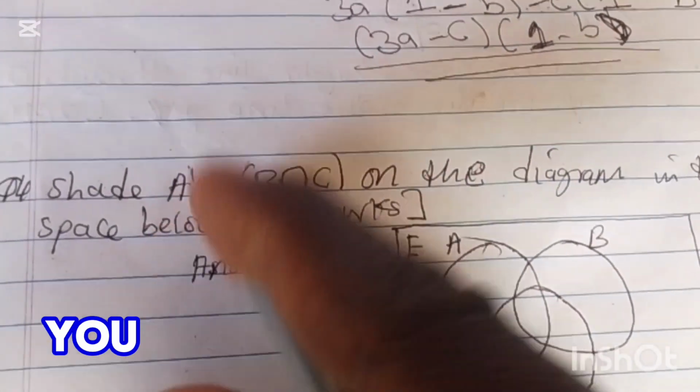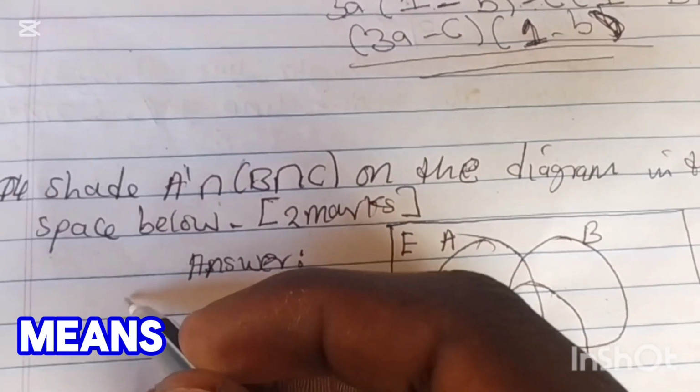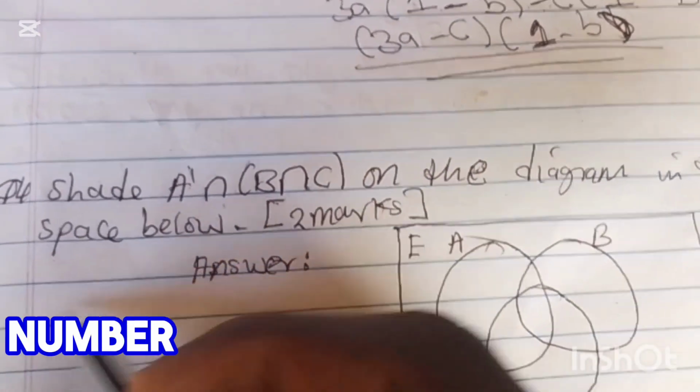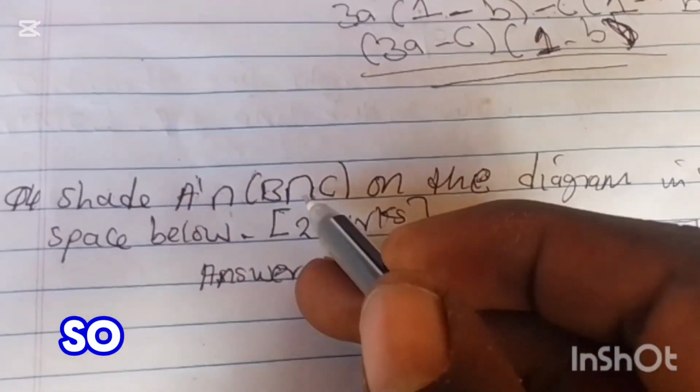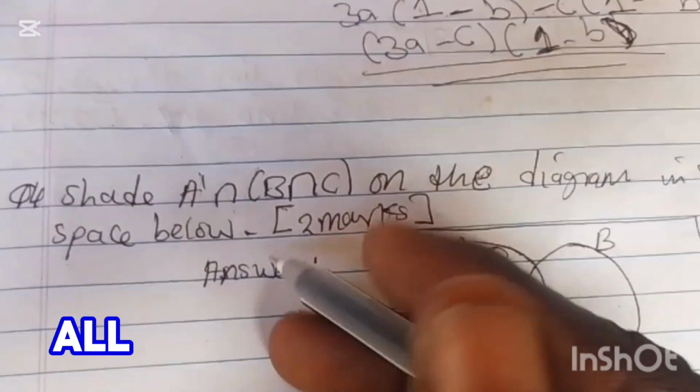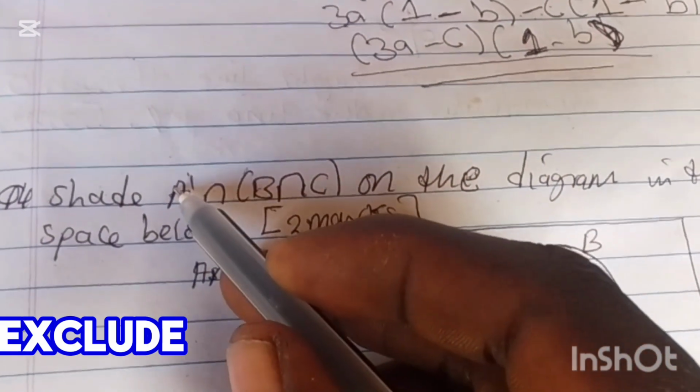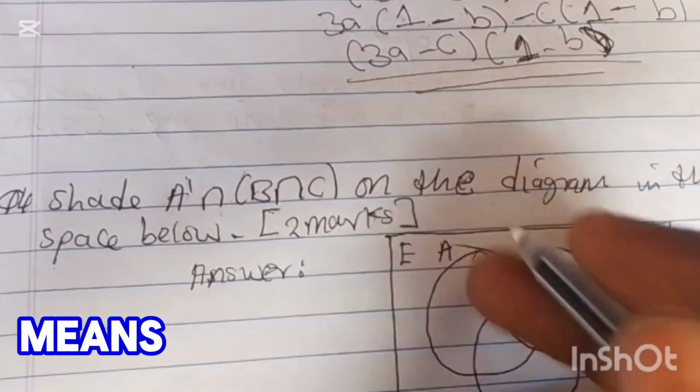So first you need to know what complement means. Complement means not, and intersection means the number or letter at the center, which is at the center, and then union means all. So here we're going to exclude A complement. A complement means A has been excluded.